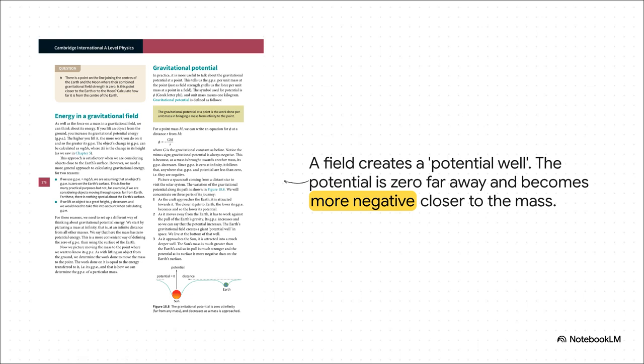Imagine space is a giant stretchy rubber sheet. A huge mass like the Earth or the Sun creates a deep dip in that sheet. Way out on the flat parts, that's infinity, where the potential is zero. But as an object gets closer, it falls deeper into this well, and its potential gets more and more negative. In fact, all of us right now are living deep inside Earth's potential well.